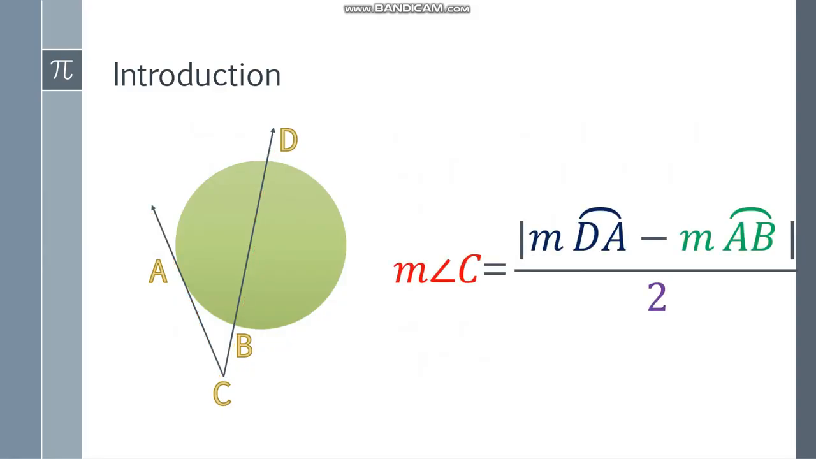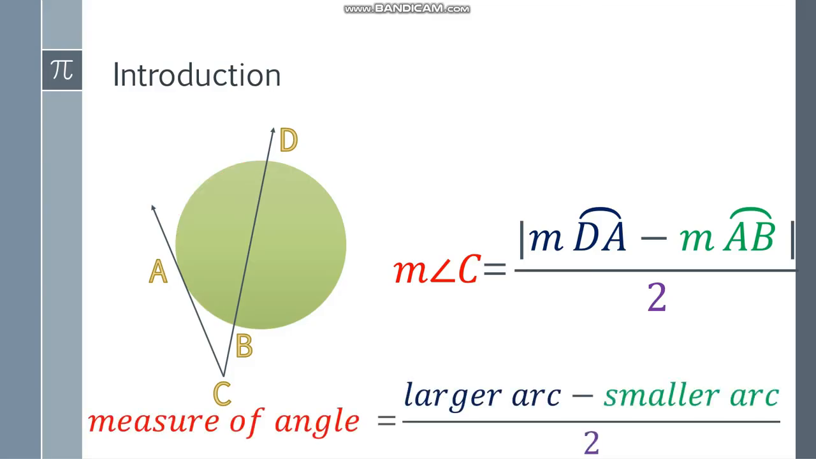So this is the formula: the larger arc, which is DA, minus the smaller arc, AB, and the answer to that will be divided by 2. In other words, if you just remove the absolute value, the larger arc minus the smaller arc divided by 2, you will get the exterior angle.